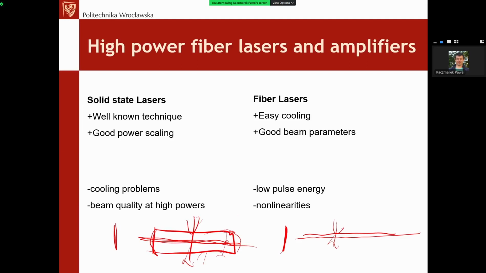There are also some disadvantages for fiber lasers. Regarding these small core diameters, we have low pulse energy possible for such systems, and the non-linearities can also appear quite fast in such lasers. But sometimes we can use these non-linearities to our advantage. So sometimes it is an advantage, sometimes it can be a disadvantage, depending on the application.